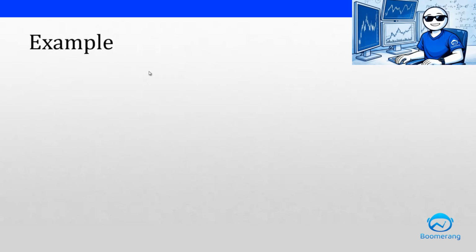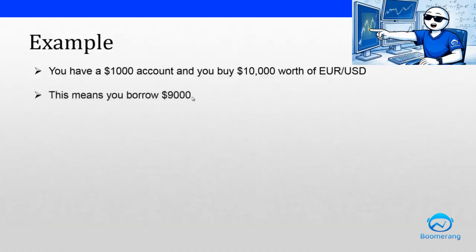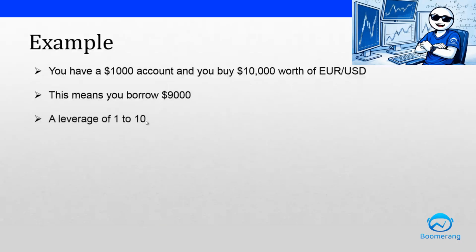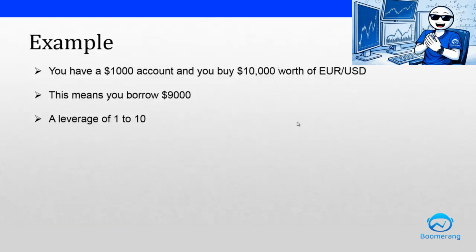So let me give you an example. Let's say you have $1,000 in your trading account and you buy $10,000 worth of Euro USD. This means you borrow the extra $9,000 to trade. And if you want to measure the leverage, this is a leverage of 1 to 10. Why is this a 1 to 10? You take the $10,000 worth of Euro USD divided by the initial capital that you have in your account, and you get 10. So this is a leverage of 1 to 10.